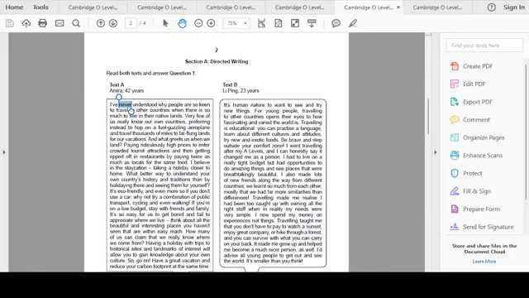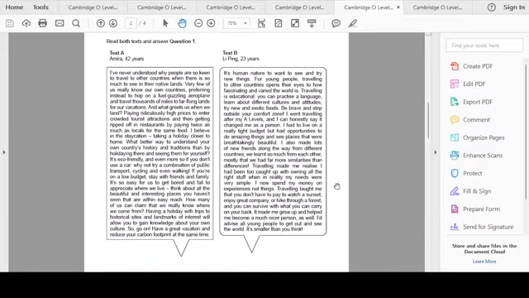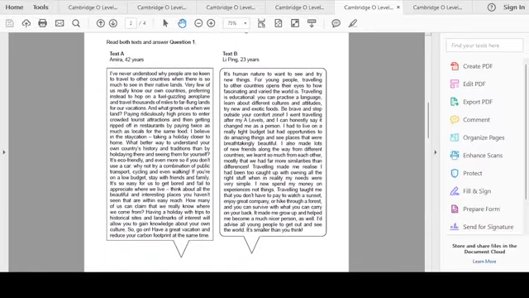Section A is directed writing. As you can see over here, they're given two texts, right, on a certain topic. Generally, whatever the topic is, in this case it is traveling abroad, exploring and traveling the world. One of the texts will be in favor of the topic, the other text will be against the topic. Which one is which? You read and find out, obviously.